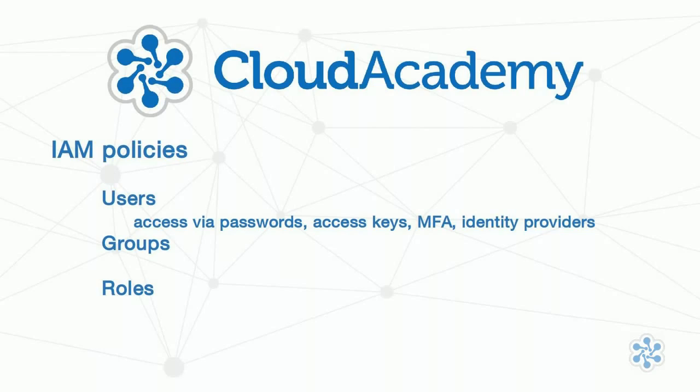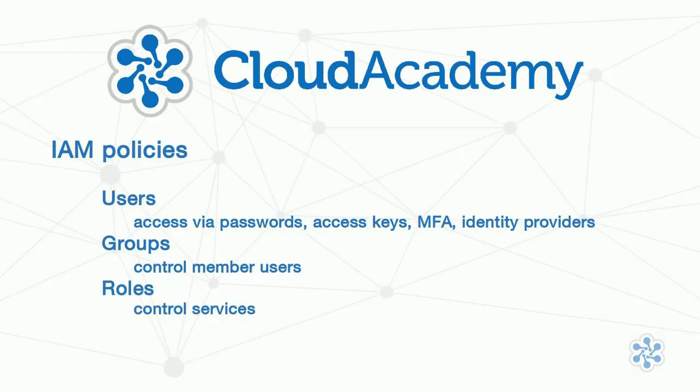We associate, either directly or indirectly, IAM policies with users, groups, and roles. Using IAM, you can define the way users access AWS through passwords, access keys, MFA, or identity providers. When users are associated with groups, any policies attached to the group, by definition, are now binding on all the users who are part of that group.